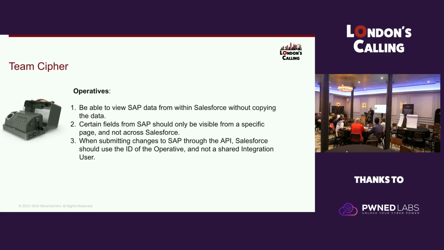Now we have to be able to view SAP data without copying it. Salesforce Connect. Salesforce Connect with external objects. Certain fields from SAP should only be visible from a specific page and not across Salesforce. List views, never available on list views. So if I do Salesforce Connect, can't I list view the Salesforce Connect? And therefore, if I can list view it and I can see it on a page, can't I see it on a list view or report? How do I restrict it only to that page?